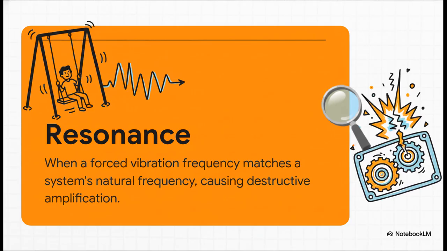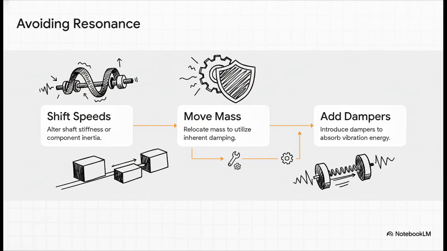In a gearbox, that means catastrophic, destructive failure. But here's the good news. You can actually engineer your way out of resonance. It's not just some random bad luck. It's physics, and we can control it. By doing things like strategically changing the stiffness of a shaft, or maybe moving a heavy component, or even adding a dedicated damper, you can shift that natural frequency away from your operating speed and keep the entire system safe.